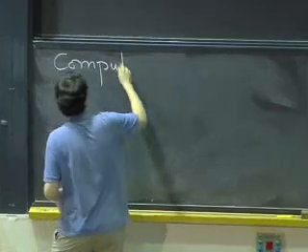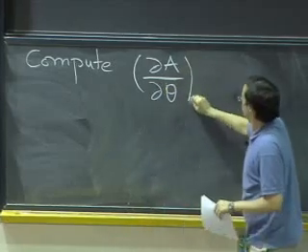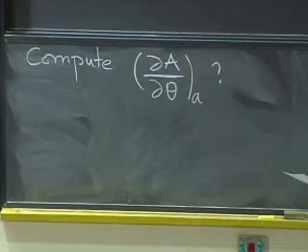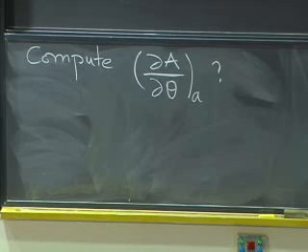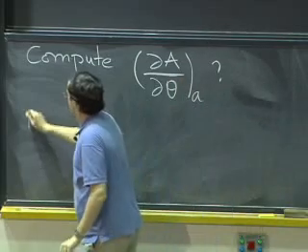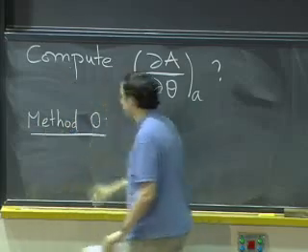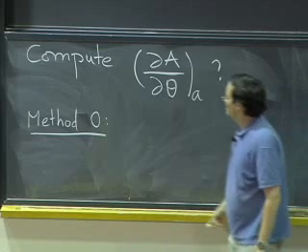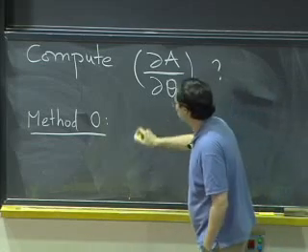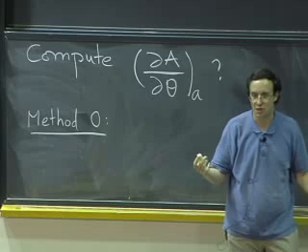So let's try to compute partial A, partial theta with A held constant. Let's see three different ways of doing that. Let me start with method 0. It's not a real method, that's why I'm not giving it a positive number. That one is just we solve for b and we remove b from the formulas.